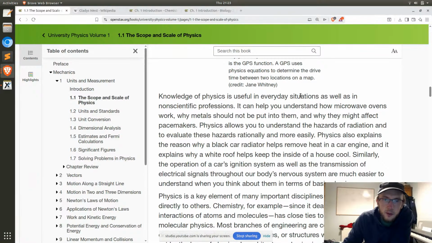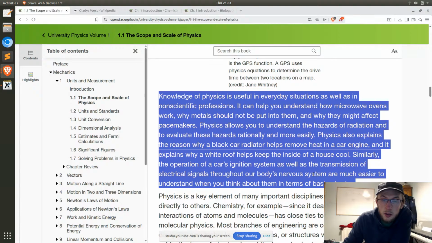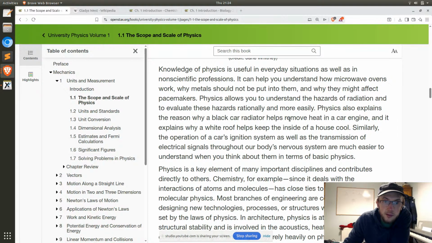Knowledge of physics is useful in everyday situations as well as in non-scientific professions. Okay, this paragraph was overdue, right? It can't just be important to physicists and technologists, but also to others. It can help you understand how microwave ovens work and why they're not going to kill you, for example. Why metals should not be put into them, and why they might affect pacemakers. So it's extremely practical in that sense as it surrounds us.